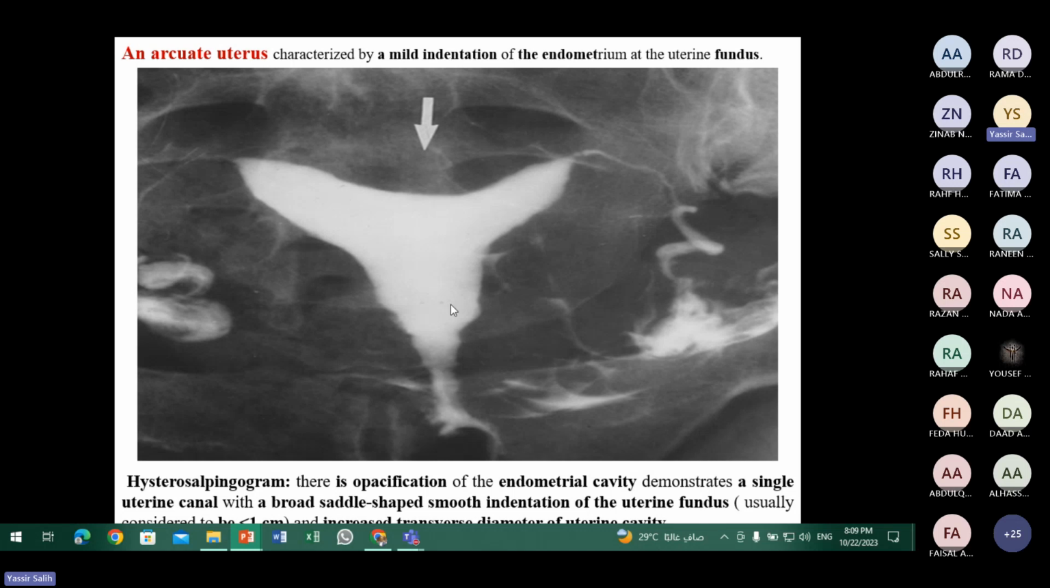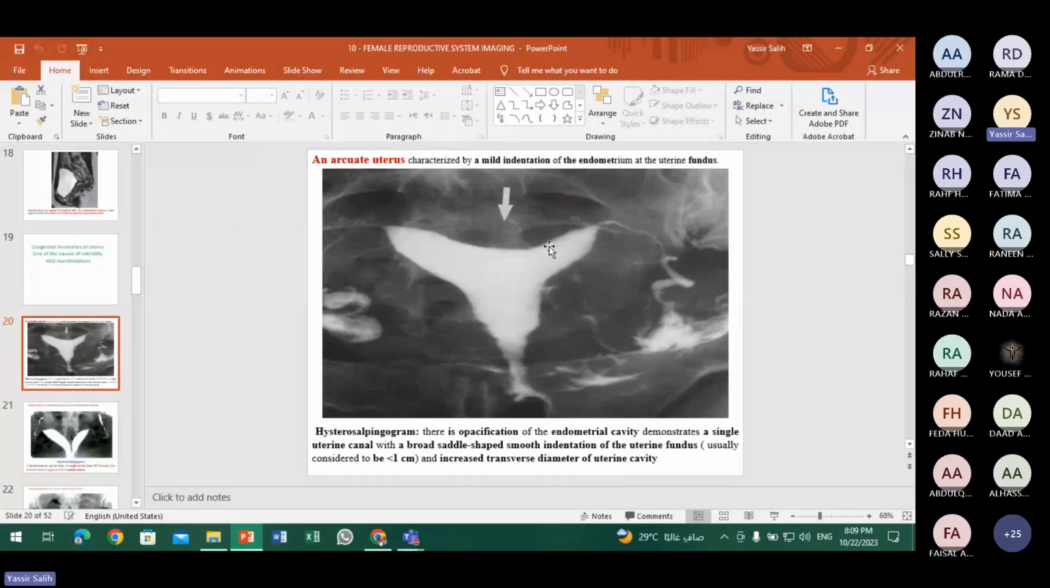There is no filling defect; the contrast covered the whole cavity. You can see a single uterine canal. The shape of the uterus is called broad saddle shape, with a smooth indentation. The indentation is usually less than 1 centimeter, and notice the transverse diameter of the uterine cavity is increased.